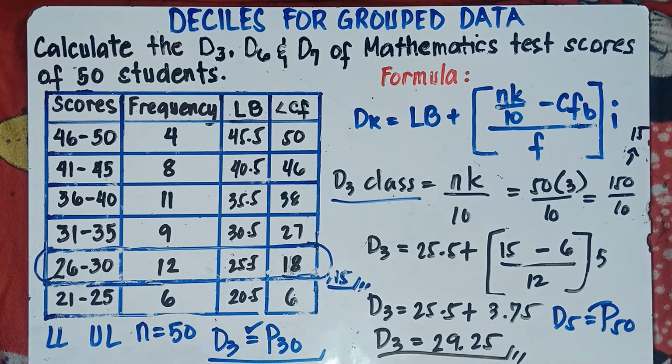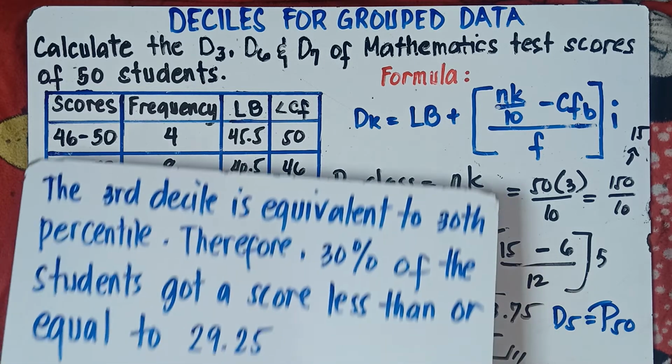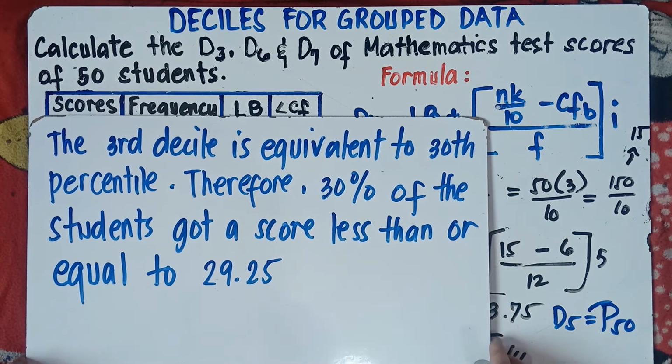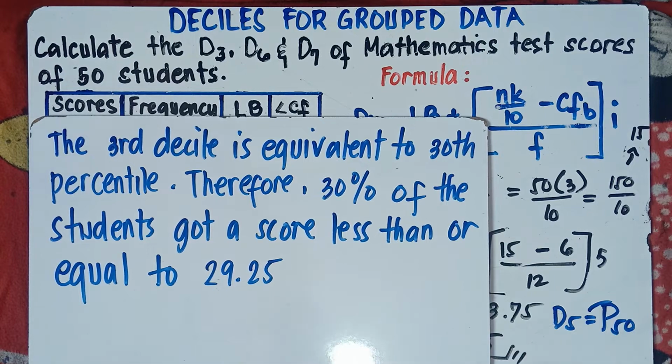Because we will be making conclusions, we don't have enough space for our conclusions, so I will just write it here. Okay, so our conclusion, we can say that third decile is equivalent to 30th percentile. Therefore, we can say that 30% of the students got a score less than or equal to 29.25. So that's how you write the conclusion, class.